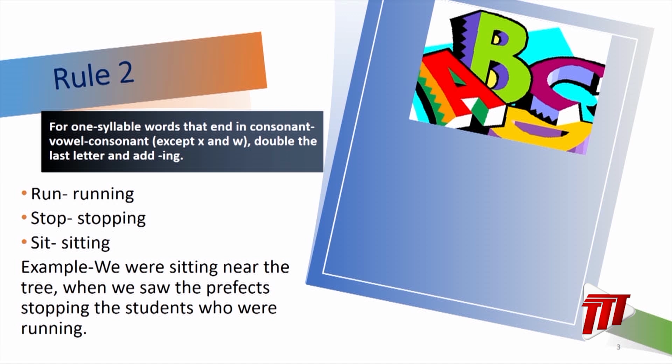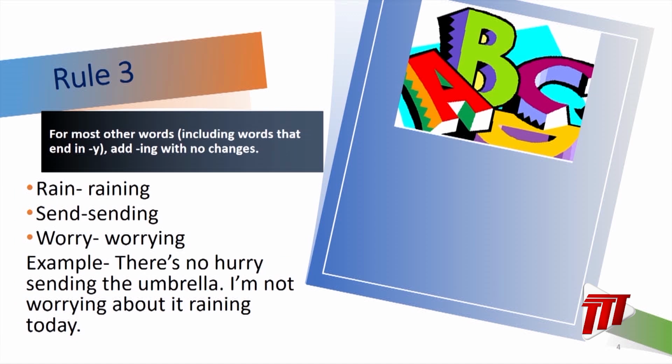And finally, we have Rule 3. Rule 3 says, for most other words, including words that end in Y, we add ing and we make no changes. So the word rain, we simply add ing to produce raining.